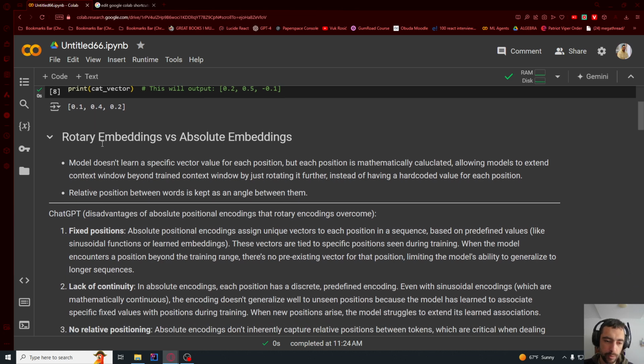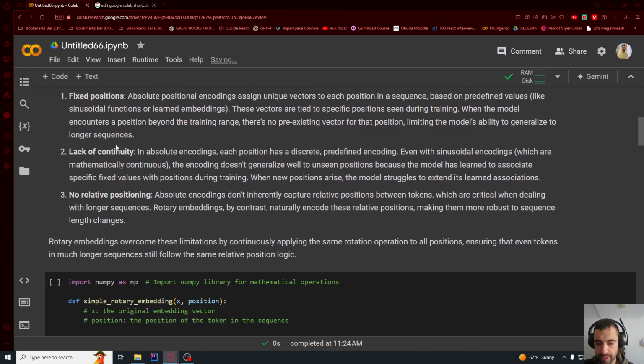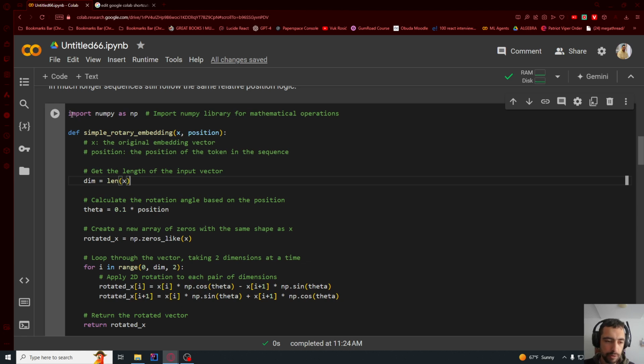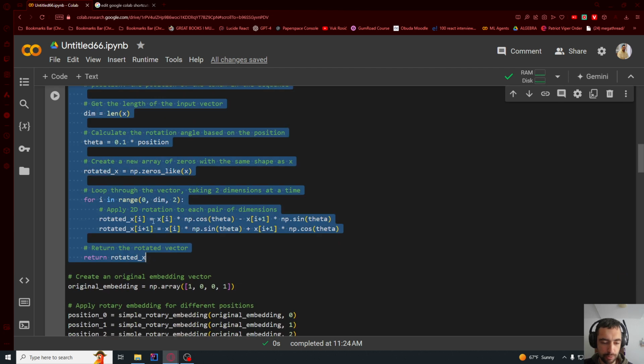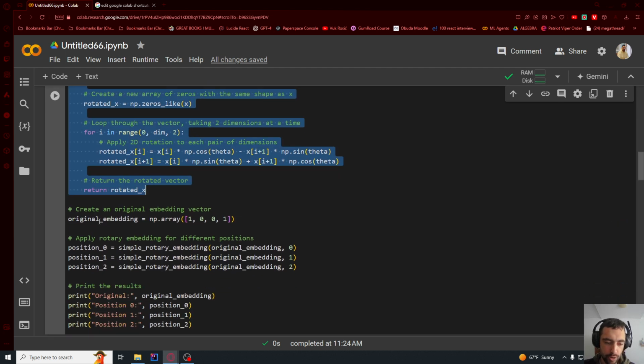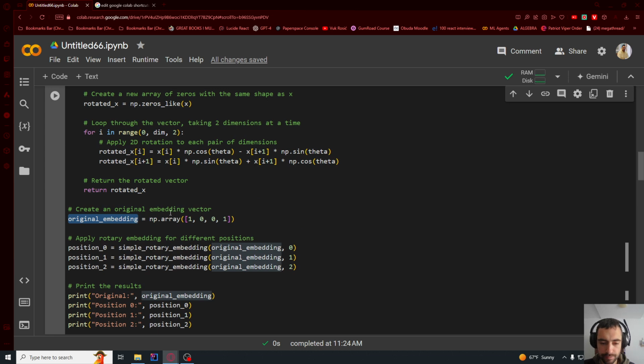Now you can read this if you want. This is a little bit of ChatGPT explanation, but I will continue our coding journey. So now let's explain this piece of code that will implement simple rotary embeddings. Now I import NumPy, and let's skip this function for now. Let's say we have an embedding vector, and this is going to be 1, 0, 0, 1. That's it. So let's apply rotary embeddings for different positions.